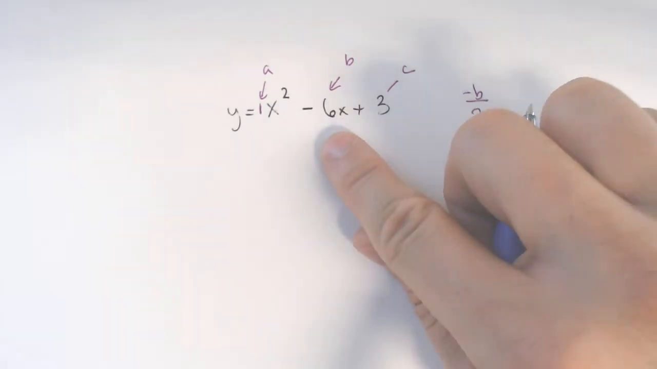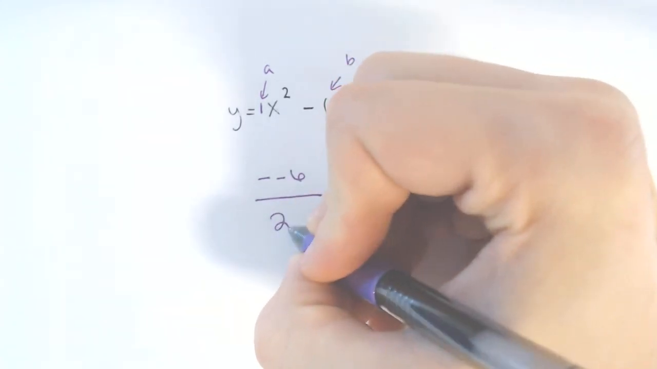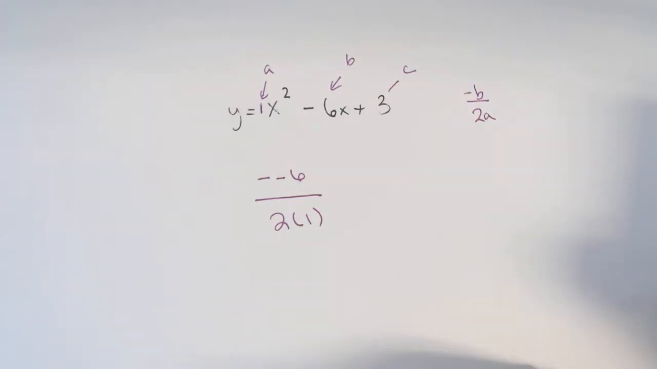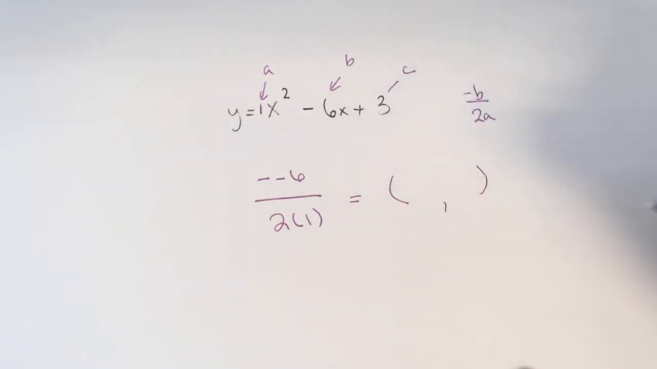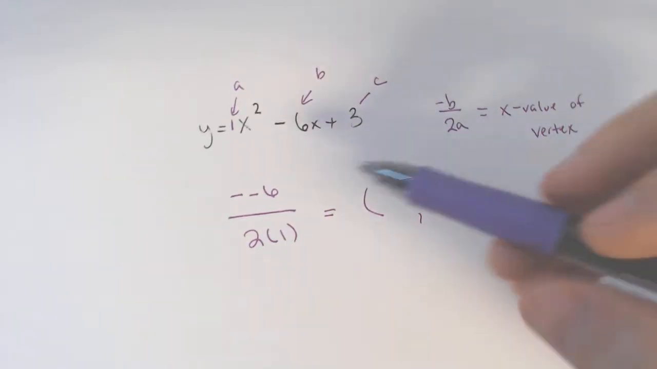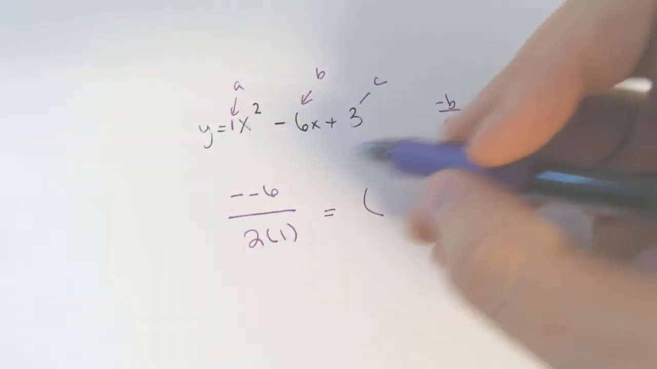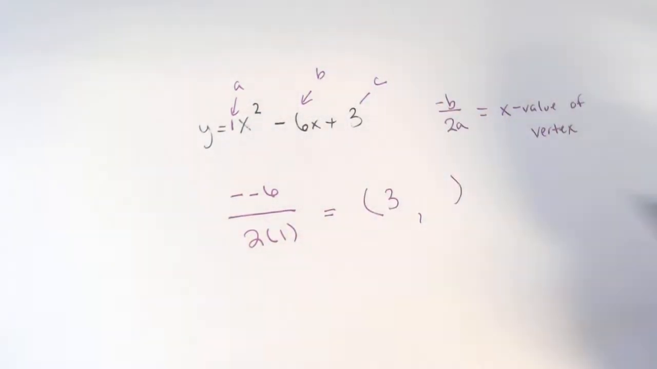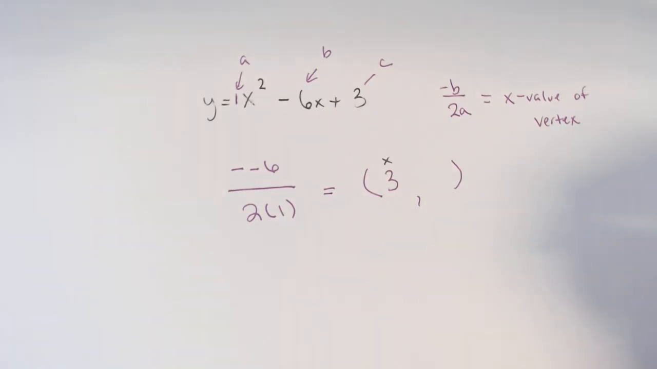So negative b is going to, in this case, be a negative 6 over 2 times 1. And when you do that, you are going to get the x value of our vertex. So this is the x value of the vertex of the parabola. So if we do negative 6, we're going to end up with 6 divided by 2. 6 divided by 2 is 3. And that is, of course, the x value of the vertex. And we still need to find the y value.